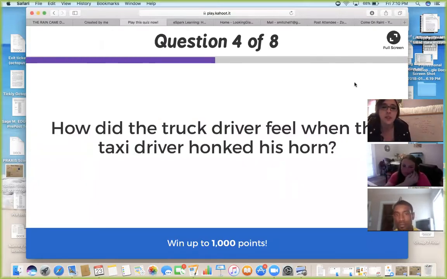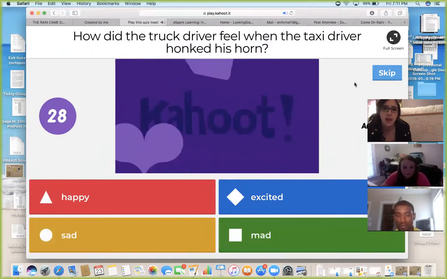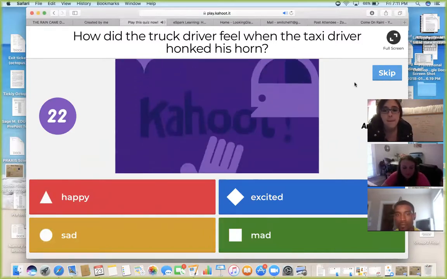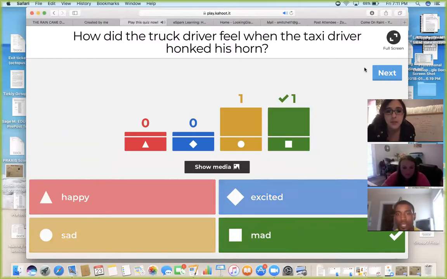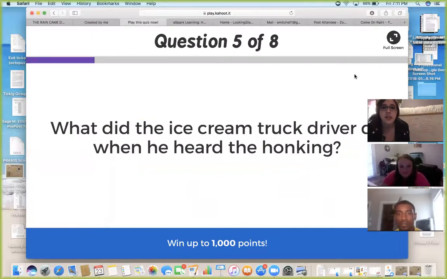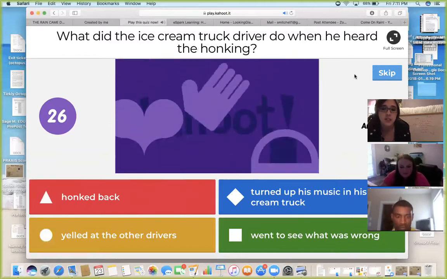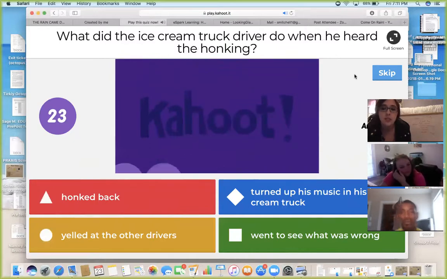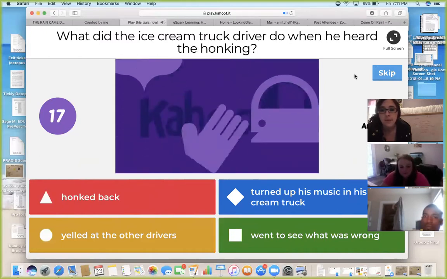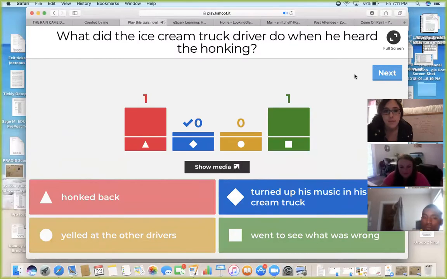How did the truck driver feel when the taxi driver honked his horn? Happy, sad, excited, or mad? Good job. He was mad. He did not like when he beeped his horn. What did the ice cream truck driver do when he heard the honking? Honked back, yelled at the other drivers, turned up his music in his ice cream truck, or went to see what was wrong? He turned up his music in his ice cream truck. That was the one that was going jingle, jingle.